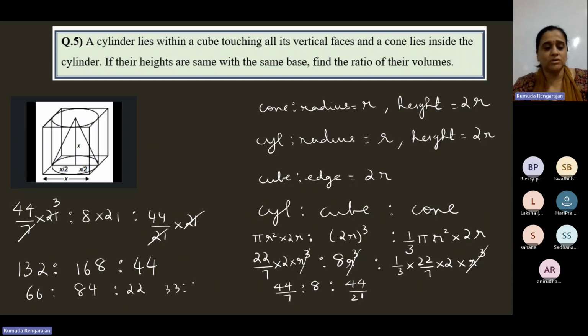33 is to 42 is to 11. Actually, that's because I could have cancelled here. I should have simplified this by 2. This 2 everywhere I could have cancelled, but I'll do that. So this is the ratio.